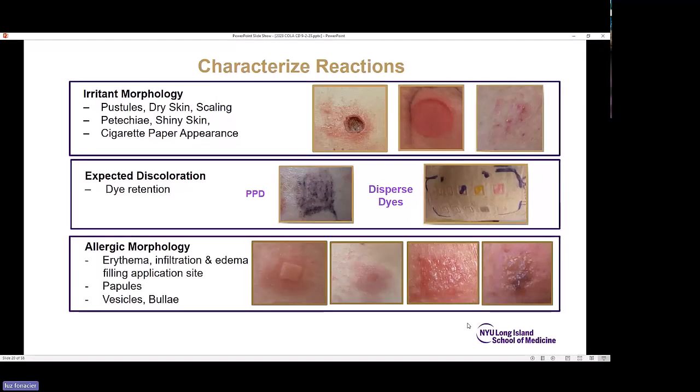They can have erythema, but they will need to have infiltration and edema, usually filling up the whole application site. If it's the whole application site, I tend to call it a 2+ reaction. If it's about 1/2 to 2/3 of the application site, I will consider it as a 1+ reaction. You can have papules, vesicles, and bullae, which becomes 3+ reactions.